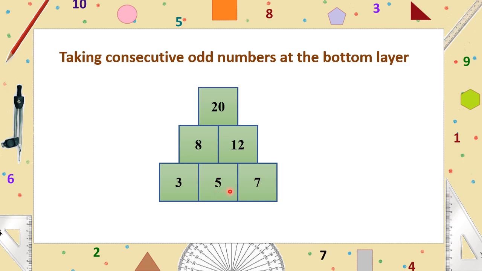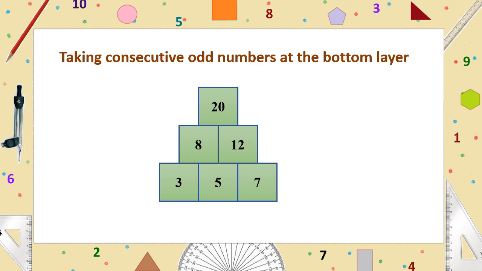Here also, 20 is 4 times of 5. Here also the same relationship exists, right? The top layer number 20 is 4 times of the middle number at the bottom layer.